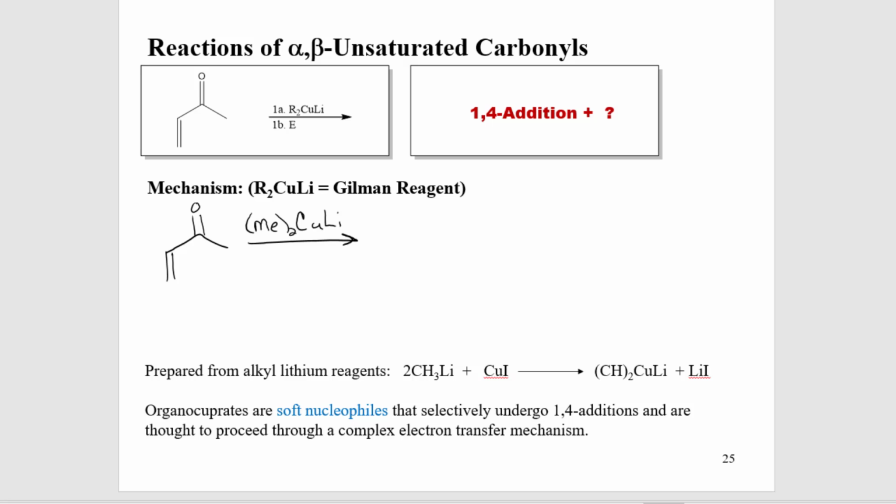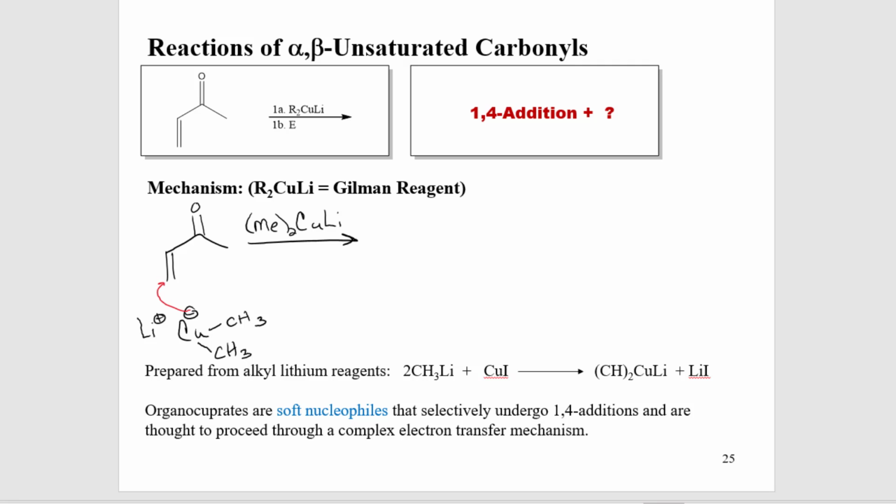Okay, what does that look like? Well, dimethyl, the copper is negative, and the lithium is the counterion. So that's what this dialkyl or dimethyl cuprate looks like. What do you notice about the negative charge? What atom is it on? Well, it's on the copper.